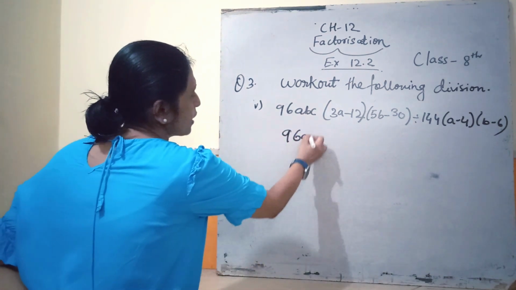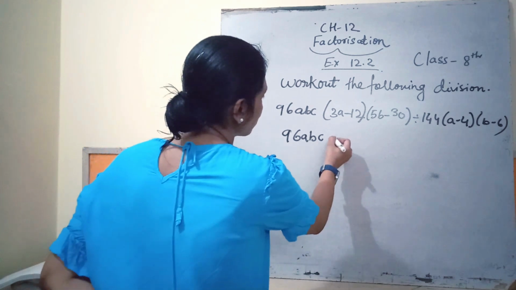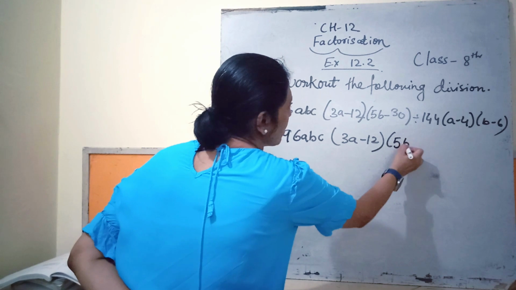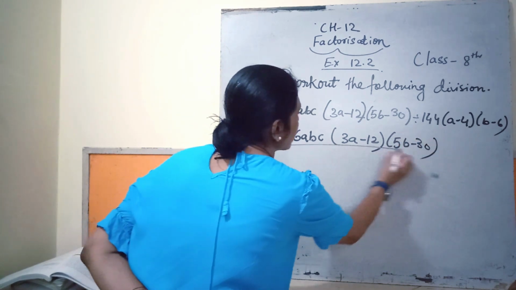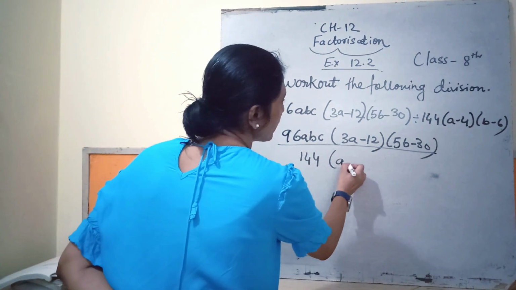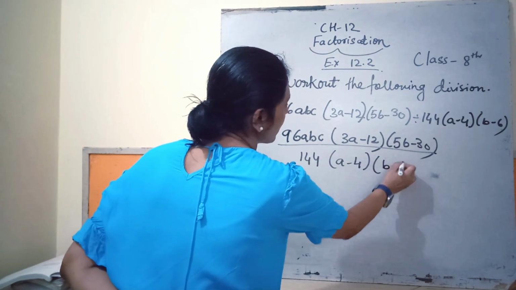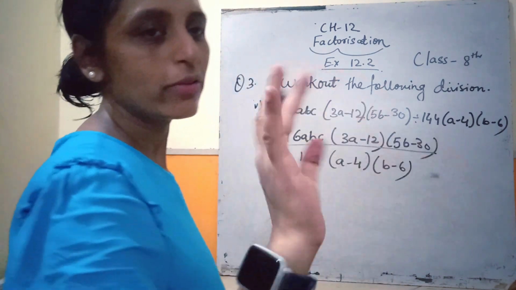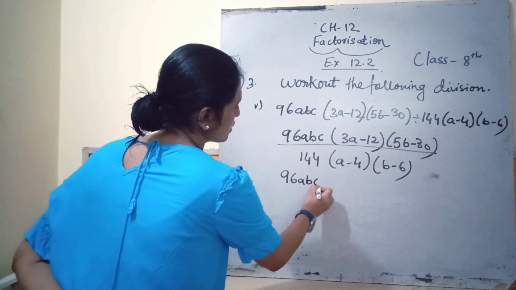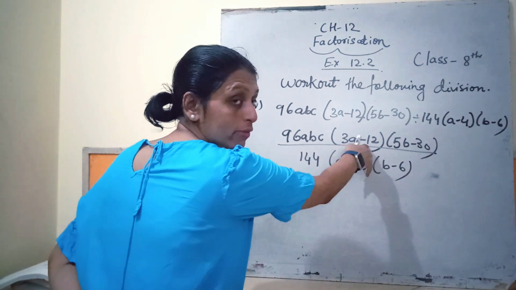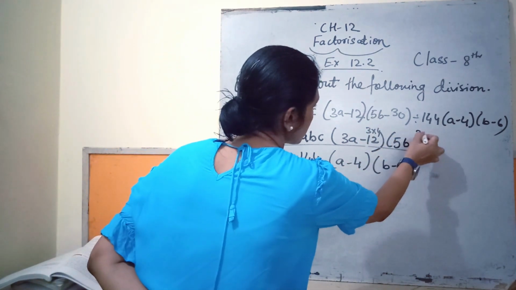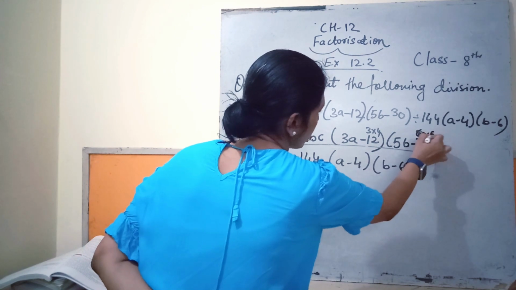First we have to just take out the common factors. The question is (3a minus 12) multiplied by (5b minus 30) divided by 144 into (a minus 4) into (b minus 6). The first thing is that we will take out the common factors. 12 can be written as 3 into 4, and 30 can be written as 6 into 5.